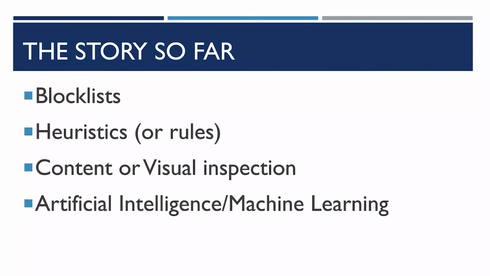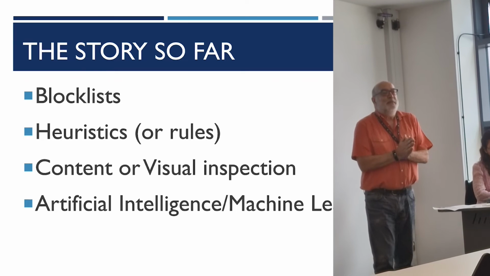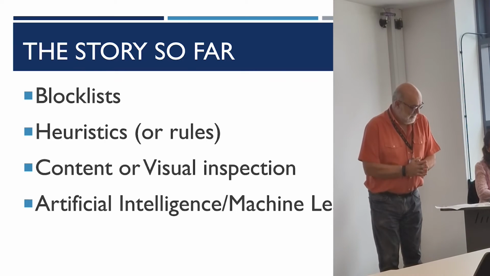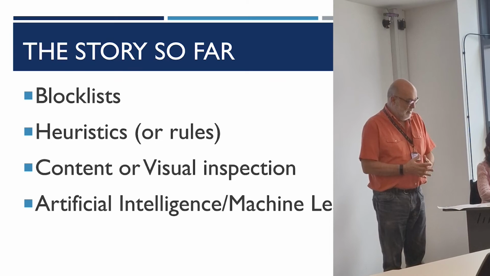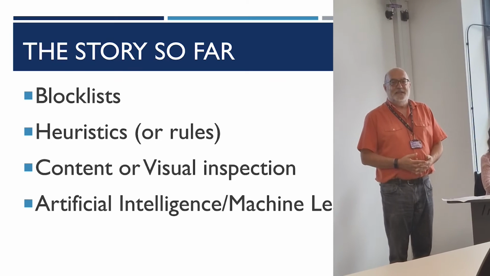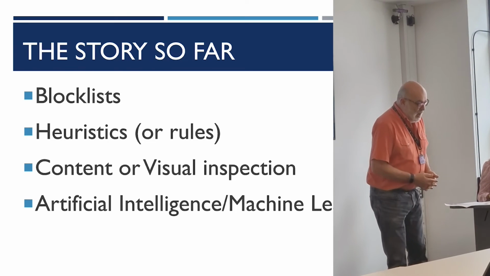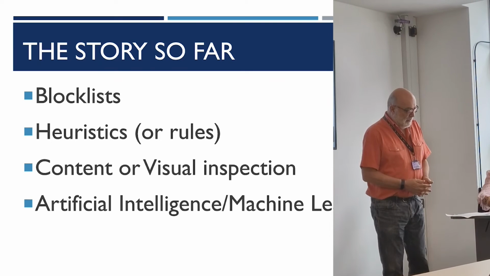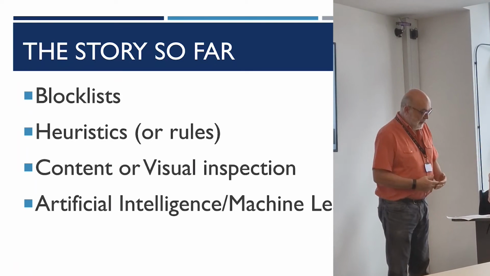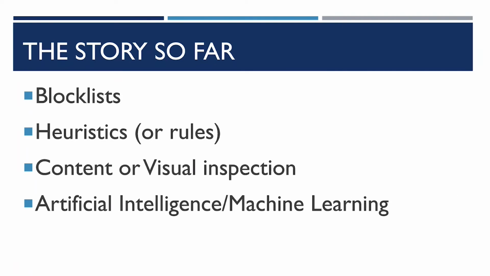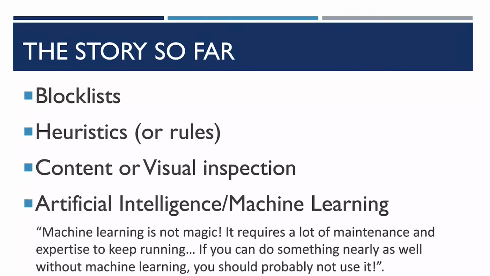There's been a lot of work done with artificial intelligence and machine learning. And that's where we train computers to actually detect these websites or the emails. They're very good at detecting zero-day attacks, but they're very resource hungry, particularly in time, in human effort, and in computational power. In fact, one of the leading AI researchers has said, machine learning is not magic. It requires a lot of maintenance and expertise to keep running.